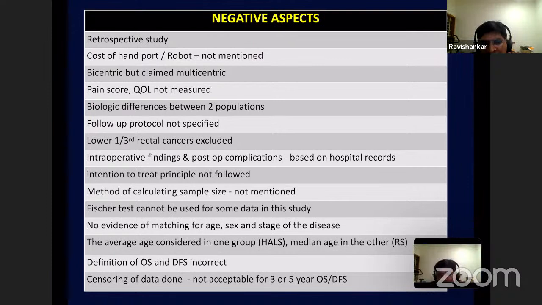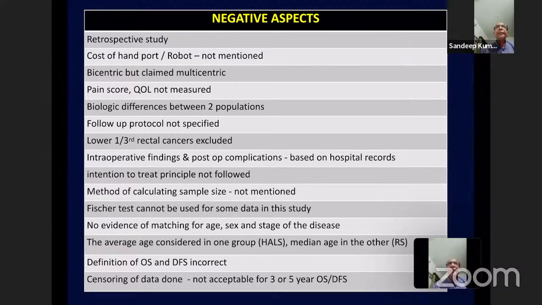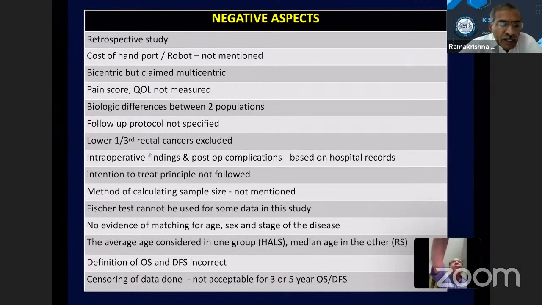So the results. Presenting the data, the central tendency, we use so many measures like mean, median, or mode. Here, what they have done, they have used average or mean as the central tendency parameter for Hall's group, and they have taken median for the robotic surgery group, which is not acceptable. They should have used mean for both or median for both. So this is a negative point.